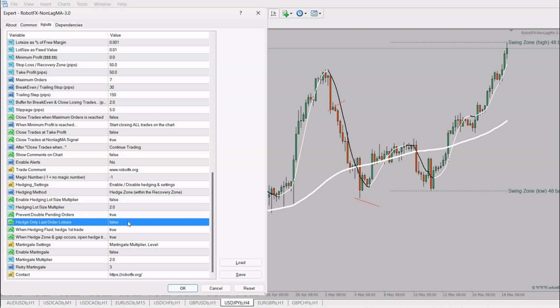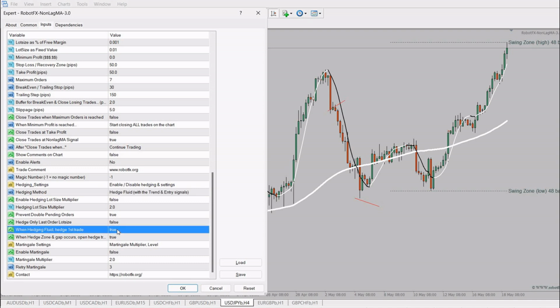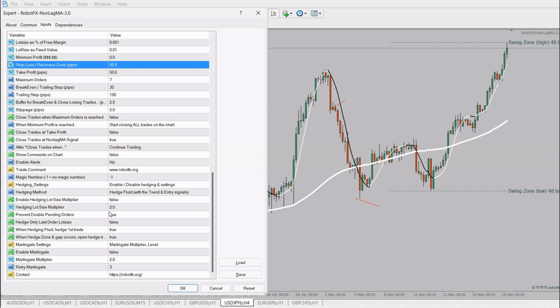That's why it is set to false. Obviously, if you set it to true, then it will hedge only the last open order. And when hedging with the fluid, which means hedging with the trend, hedge also the first trade automatically using the recovery zone.